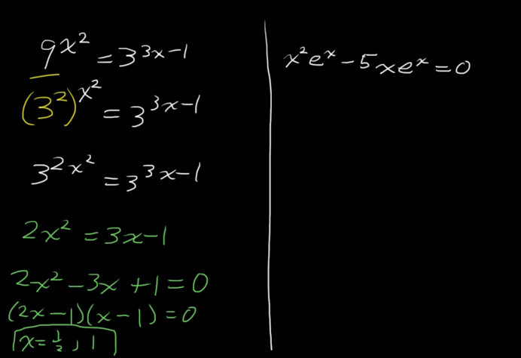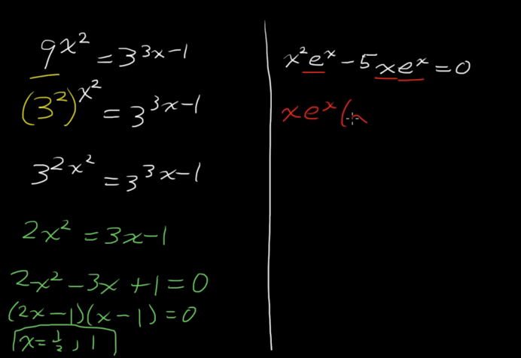The next one looks a little trickier at first, but it ends up even being easier, actually. Let's go right to factoring. e to the x is common among both terms, so is x. So let's factor out e to the x times x. We'll write it in the same order that they have it there. x times e to the x. That's what we're factoring out.